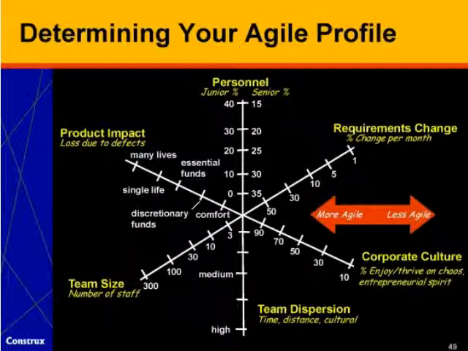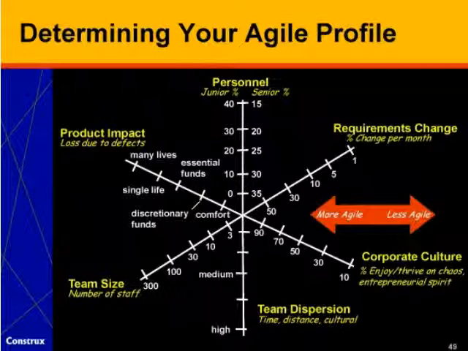Let's go clockwise, starting from the top. The top line is whether your personnel tend to be more junior or senior. Then moving clockwise, the next line is requirements change, moving from the inside to the outside, from high change to low change. The next line is corporate culture, specifically how many of your people enjoy or thrive on chaos and have an entrepreneurial spirit. The bottom line is team dispersion: how dispersed is the team geographically, through time zones, and culturally. The next line is team size: how big are your teams? And the final line is product impact.